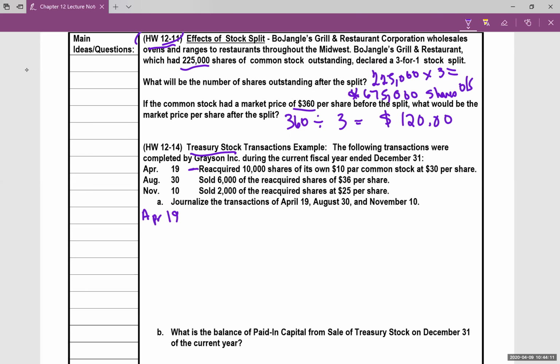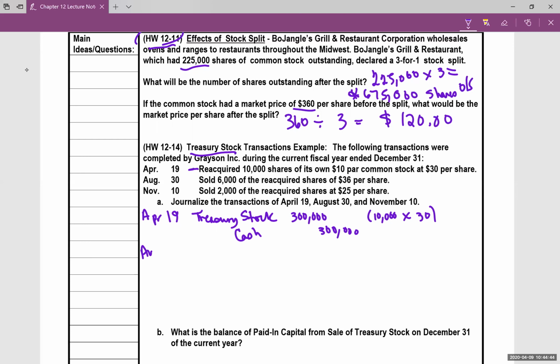April 19th. Okay, again, the company is paying. They're not getting cash this time. They're repurchasing their own stock. When they bring it back, we're going to debit the treasury stock, and the amount is 300,000. The calculation here is 10,000 times 30. The credit goes to cash. They had to shell out $300,000 to buy back their own stock.